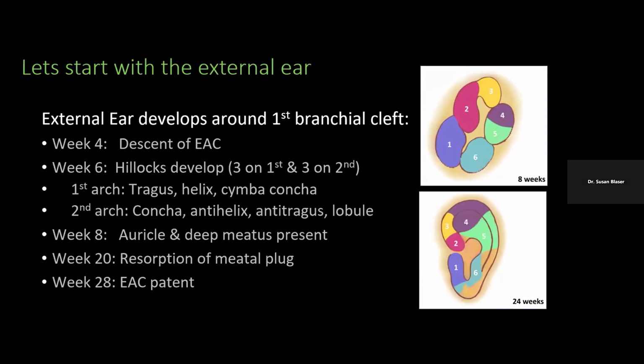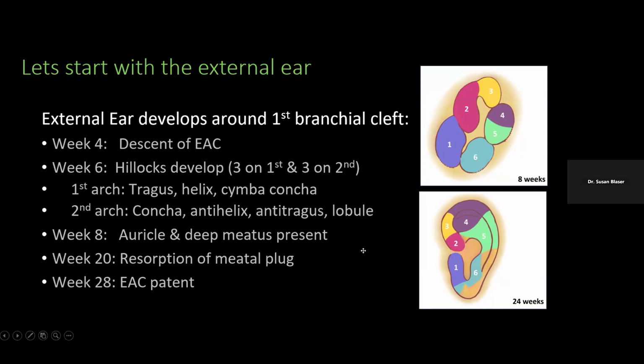So let's start with the external ear. It develops around the first branchial cleft. At 4 weeks, there's the descent of the EAC. By week 6, the hillocks are going to develop, and you can actually see those hillocks, look at the numbering, and then see how that shows up later on by 24 weeks. By week 8, the auricle and the deep meatus is present. By week 20, there's resorption of the meatal plug, and by week 28, the EAC is patent.